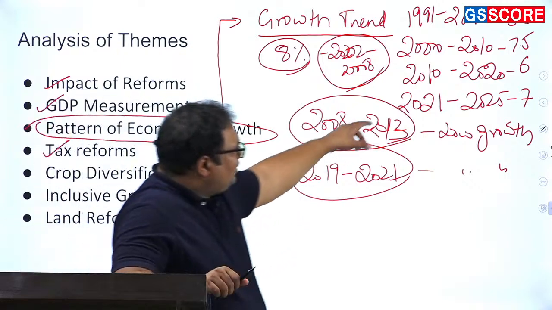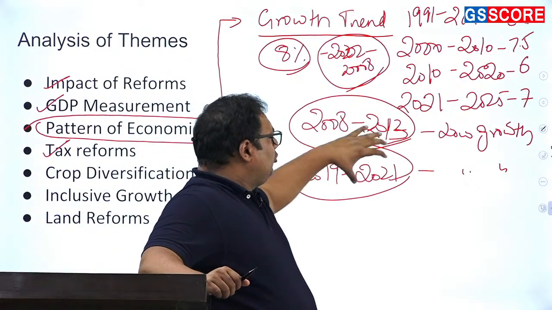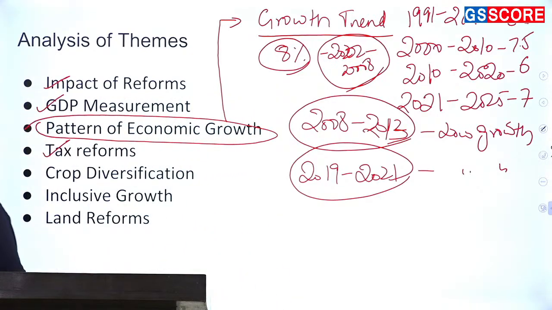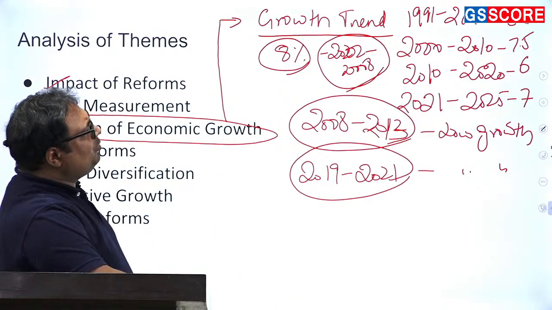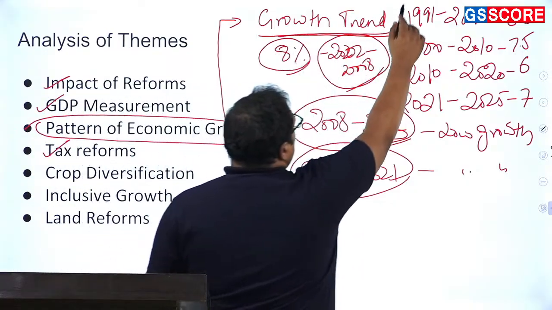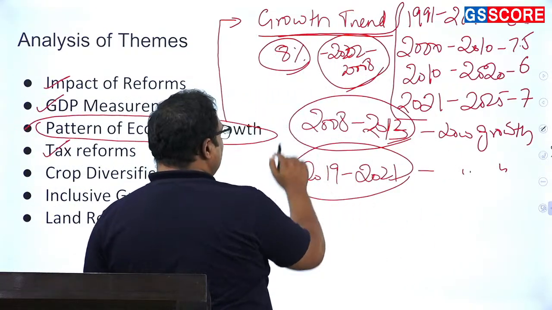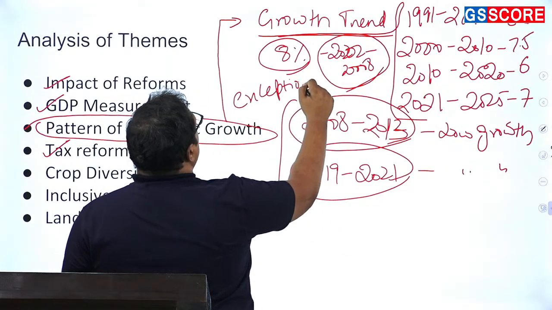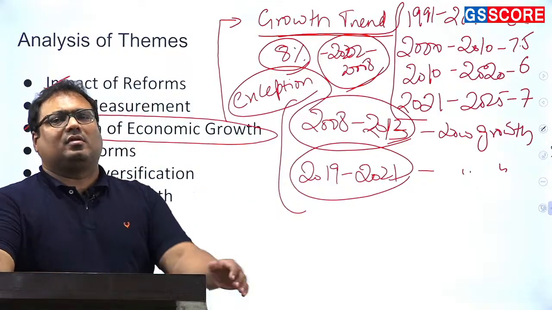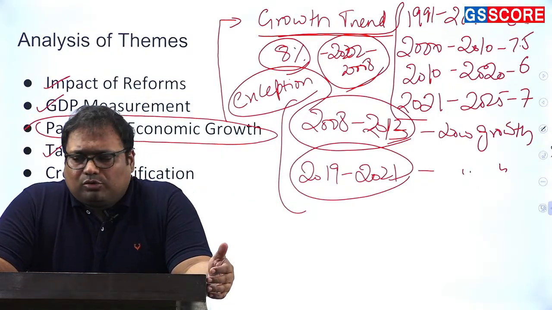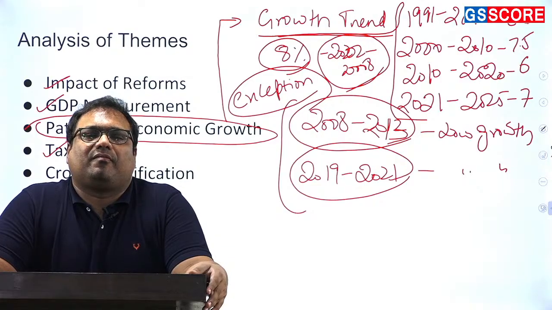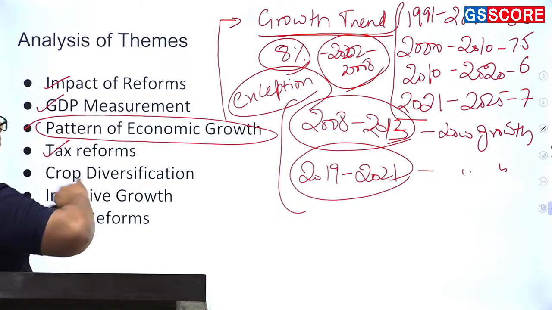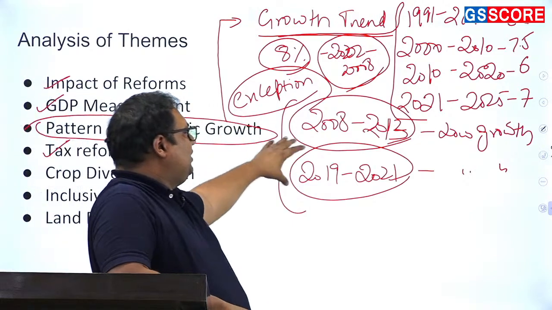Since I have written from 21 to 25, I have also included a bad year. I have kept this growth relatively low here. But in general, this is what you need to know: the general trend, then the exception in the trend. So a question can be about the general trend, or a question can be on those exceptions. So this is something you need to be very clear with.